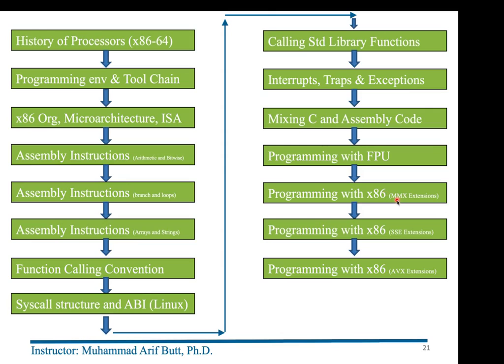The first is the MMX or multimedia extensions, which were introduced in the Pentium processor in 1993 with 64-bit vector registers. Then we have SSE extensions or streaming SIMD extensions, which were introduced in Pentium 3 in 1999 with 128-bit vector registers. Then we have the AVX extensions, advanced vector extensions, which were introduced in the Intel Sandy Bridge processor in 2008 with 256-bit vector registers. And finally, we will see the importance of understanding assembly in hacking and reverse engineering.